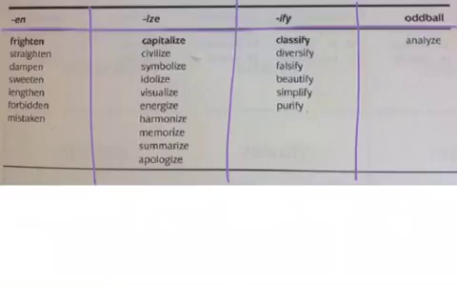With en, n, we have frighten, straighten, dampen, sweeten, lengthen, forbidden, and mistaken. Under eyes, we have capitalize, civilize, symbolize, idolize, visualize, energize, harmonize, memorize, summarize, and apologize. With ifi, we have classify, diversify, falsify, beautify, simplify, and purify.